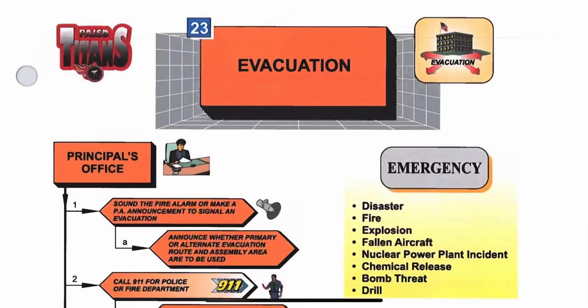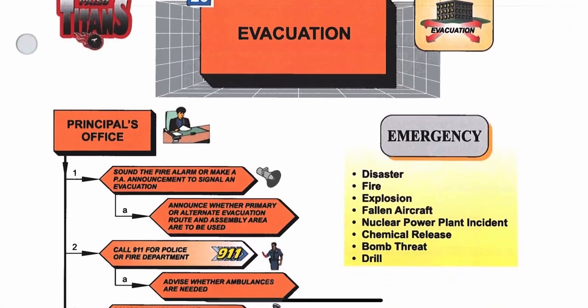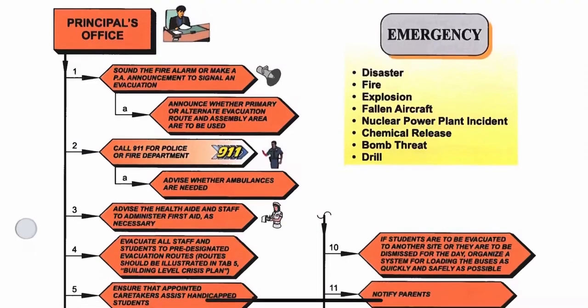Evacuation. An evacuation may be called in the event of an emergency due to a disaster, fire, explosion, fallen aircraft, nuclear power plant incident, chemical release or bomb threat, or in the event of a drill. The principal's office should sound the fire alarm or make a PA announcement to signal an evacuation.